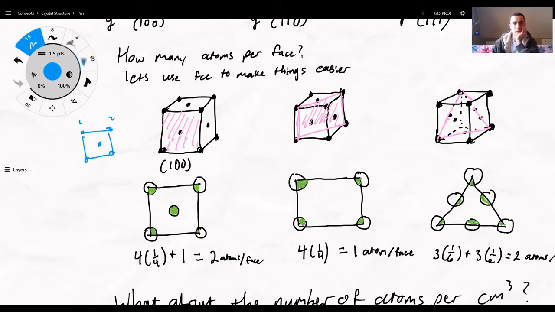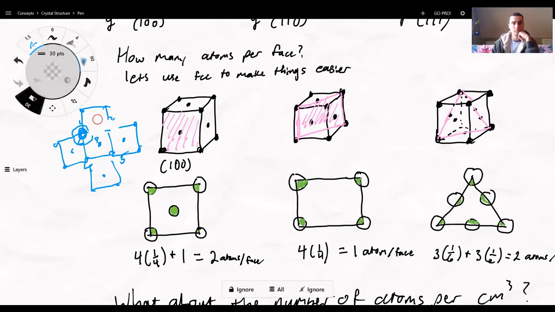And there's 1, 2, 3, 4, 5 atoms there. So there's definitely 5 atoms per face. Well, no, not quite, because remember, this is a unit cell. This is a periodic system. So there's actually another face here and another one here and here and here. Right? So these are shared in between all of these. So we need to take that into account.